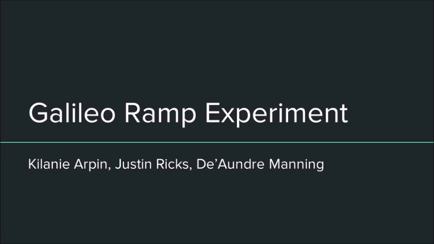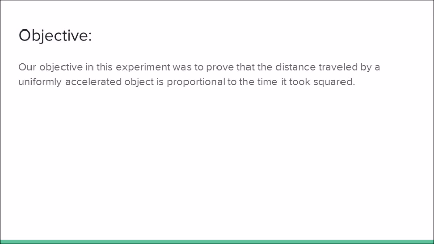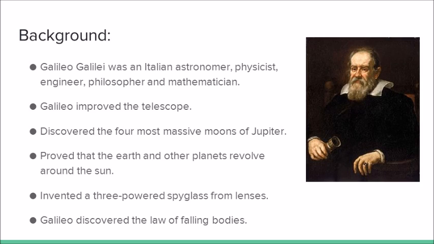Our objective in this experiment was to prove that the distance traveled by a uniformly accelerated object is proportional to the time it took to travel squared. Galileo was an Italian astronomer, physicist, engineer, philosopher, and mathematician. He was born on February 15, 1564, and passed away on January 8, 1642, due to heart palpitations.